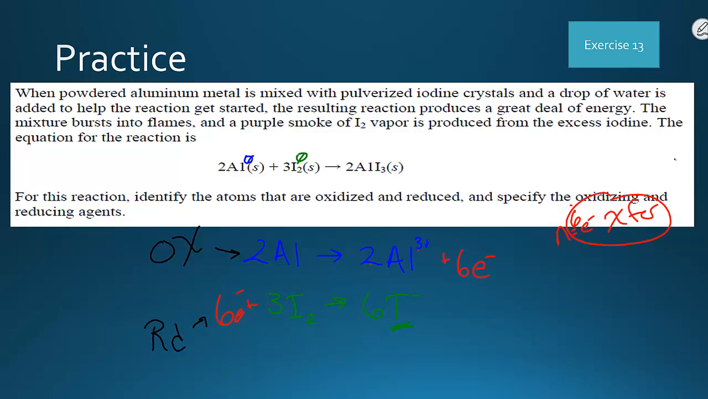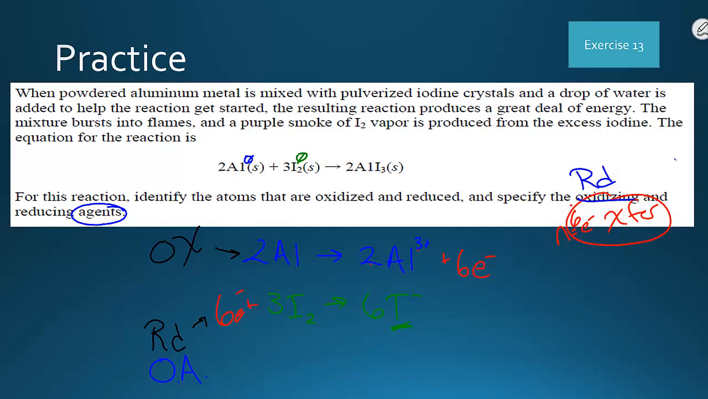So we would say that aluminum is oxidized and iodine is reduced. If a question were to ask you what is an oxidizing or reducing agent, personally, I remember them as double agents. So an oxidizing agent is a thing that is reduced. So when iodine gains 6 electrons, it's reduced, it's going to force something else to oxidize. So iodine would be an oxidizing agent.